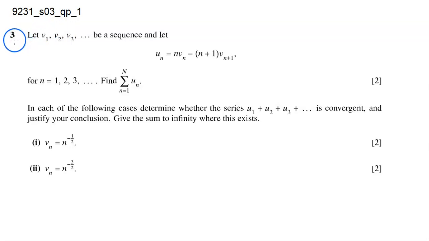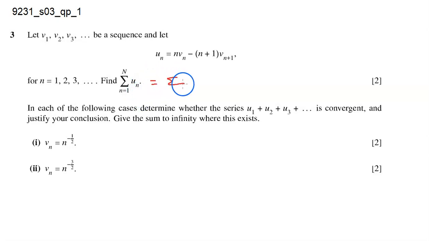This is question 3 of the Further Maths exam from summer 2003, question paper 1. Let V1, V2, V3 be a sequence and let Un equal n times Vn minus n plus 1 times Vn plus 1, for n equals 1, 2, 3, and so on. Find the sum from n equals 1 to capital N of Un.